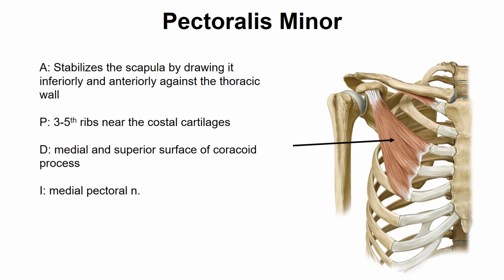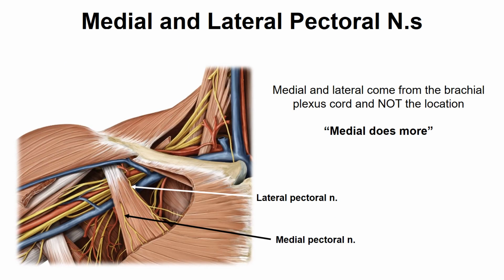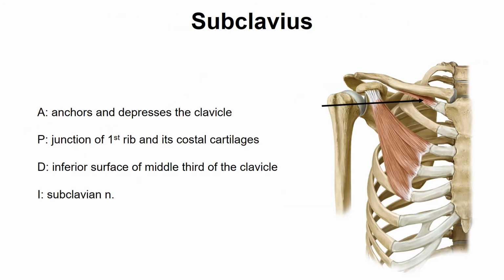It attaches to ribs, so particularly ribs 3 through 5, and goes all the way up to that coracoid process. It is innervated by the medial pectoral nerve. Lastly, we have the subclavius.